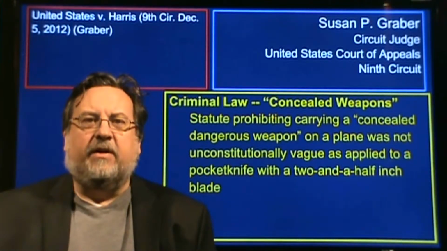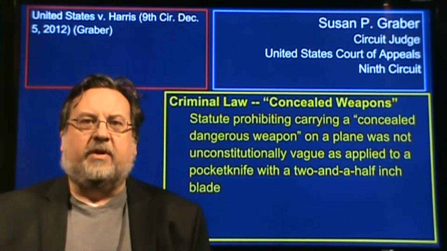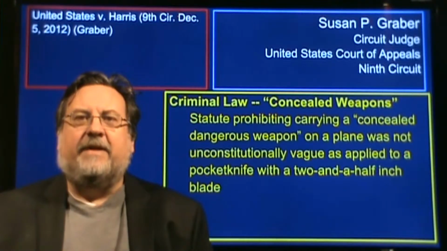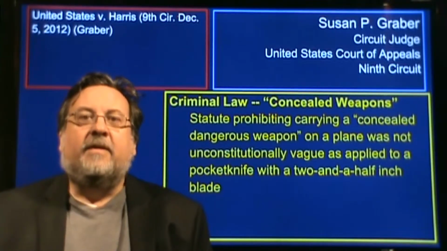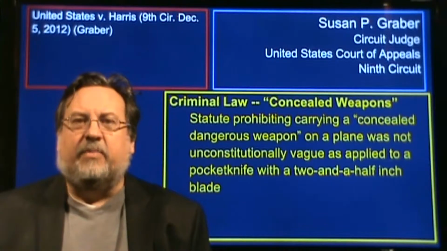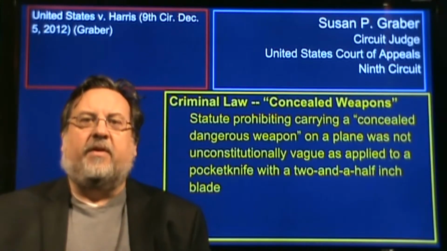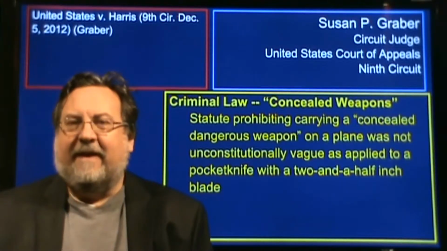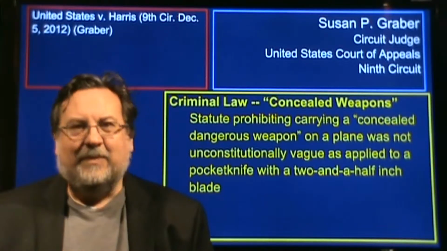While the phrase concealed dangerous weapon might be rather vague in the abstract, the constitutional analysis of this type of as-applied challenge is done in light of the actual facts presented. And that made this an easy case. The knife had a blade 2.5 inches long, the passenger had been turned back at the security checkpoint, and instructed to pack the knife in checked baggage or pay $30 to check the knife itself. So it was plainly a dangerous weapon. No vagueness here.